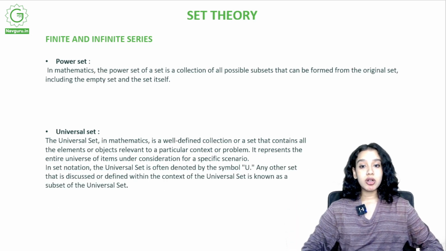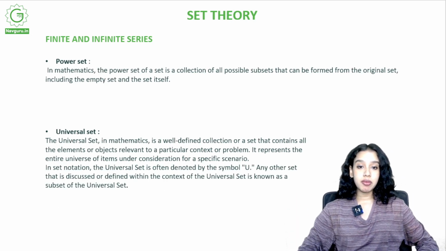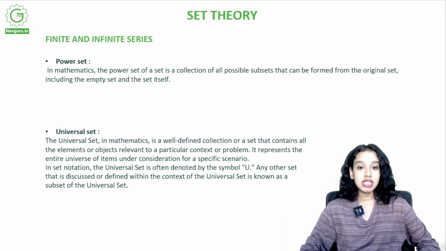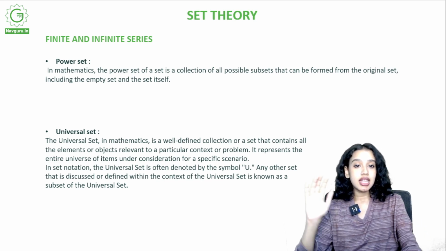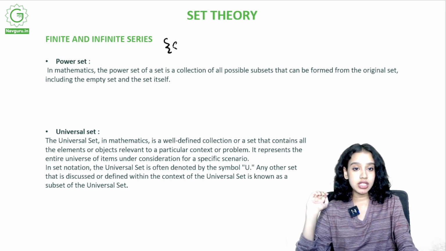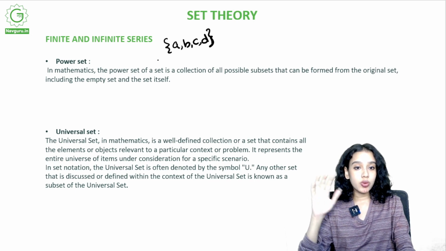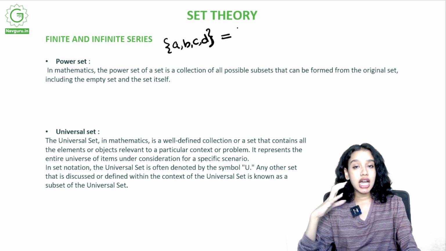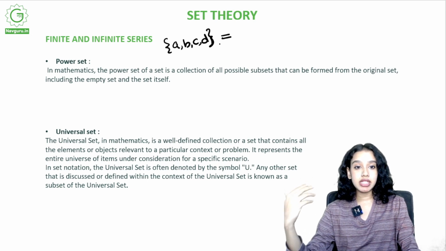So this is an example of proper subsets. Now, let's talk about power sets. In mathematics, the power set of a set is a collection of all possible subsets that can be formed from the original set, including the empty set and the set itself. Let's say we have a set A, B, C, D. Now, what are the subsets of A, B, C, D?